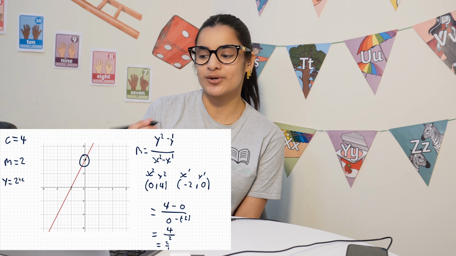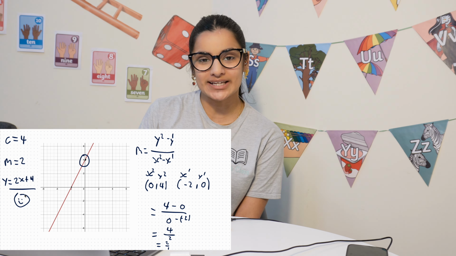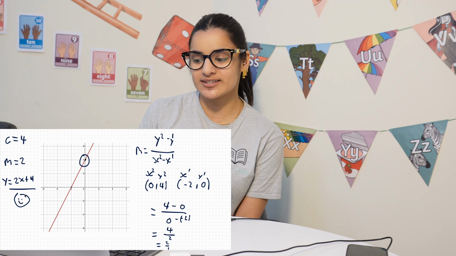And the last step is to put our gradient and our y-intercept values into our straight line equation. So my final answer would be y equals 2x plus 4.